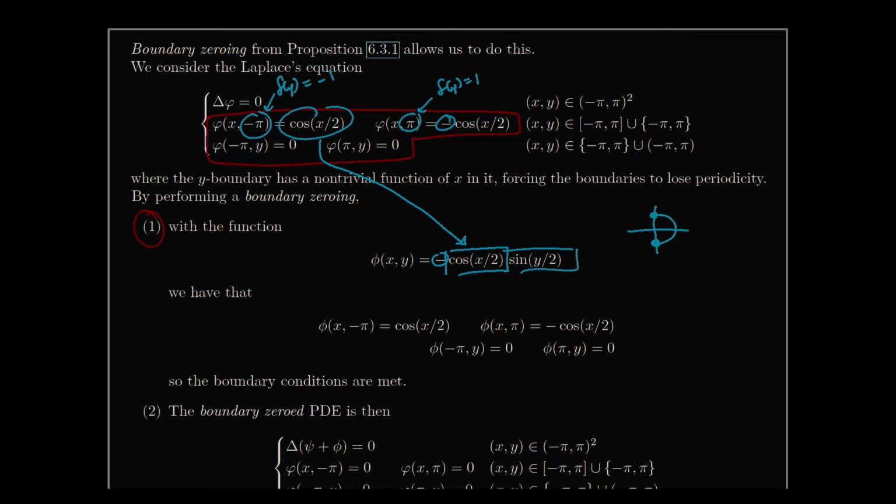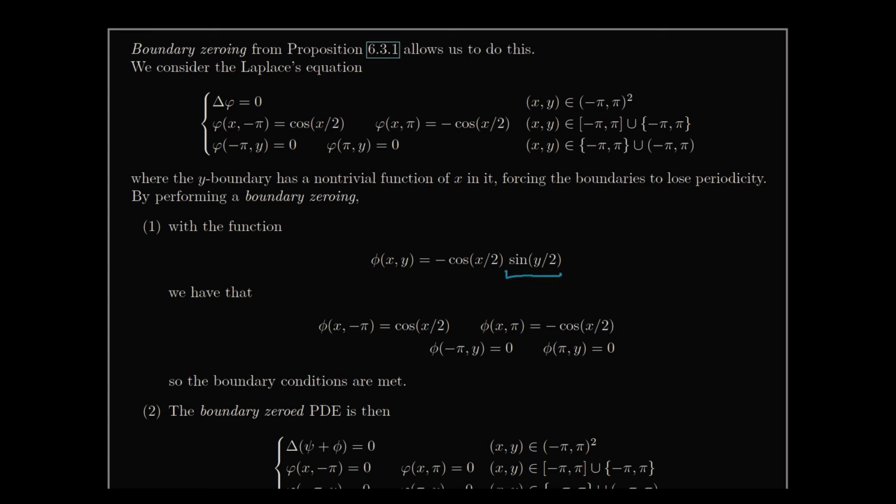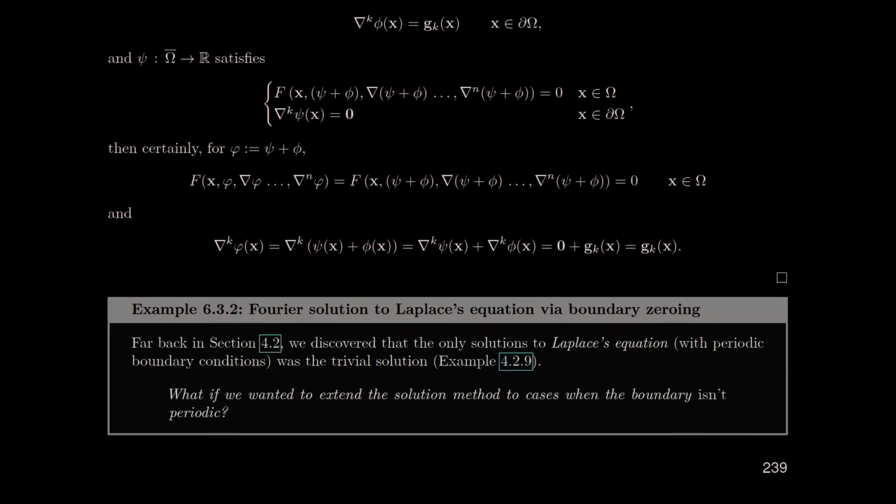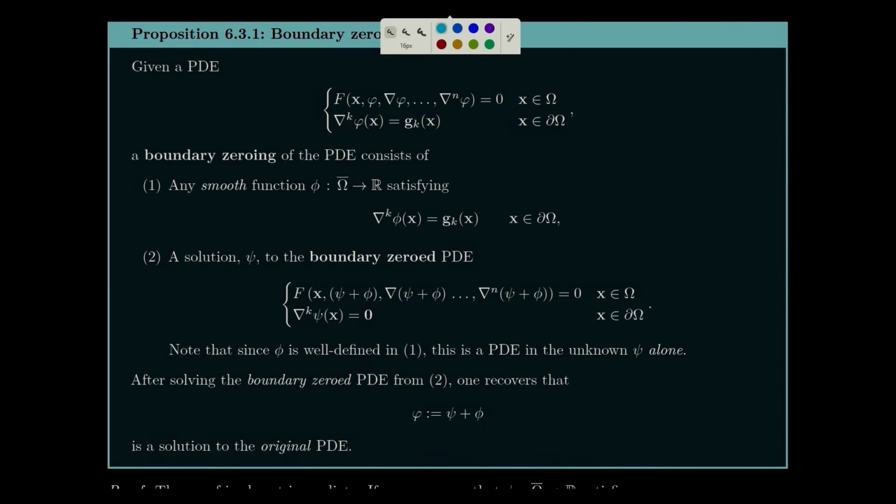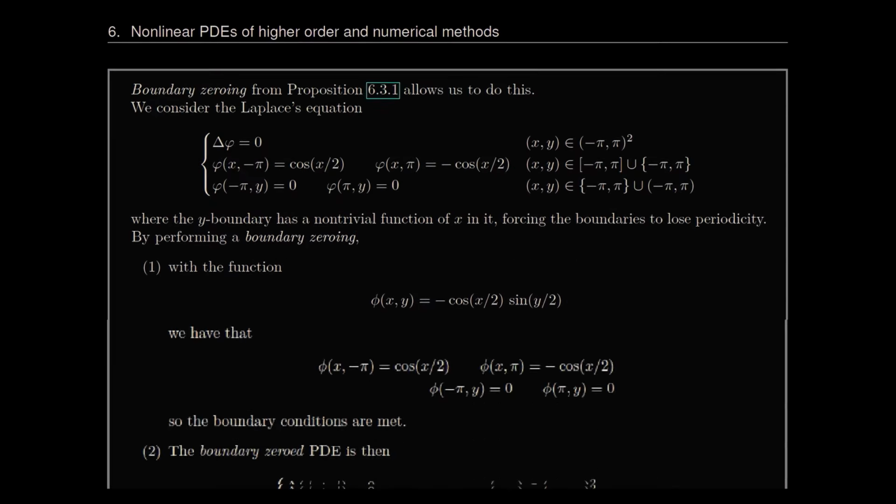I could have actually chosen quite a few others. There's nothing special about me choosing sine y over 2. You could choose whatever you want. This is still going to work out as long as it's smooth. But I found out that sine y over 2 definitely meets those boundary conditions. So that's step 1 of the boundary zeroing, right? Step 1 just needs to be some function that satisfies the boundary conditions themselves. I found that function here.